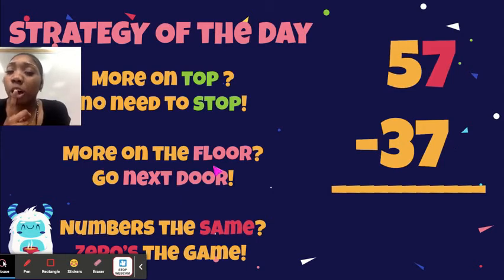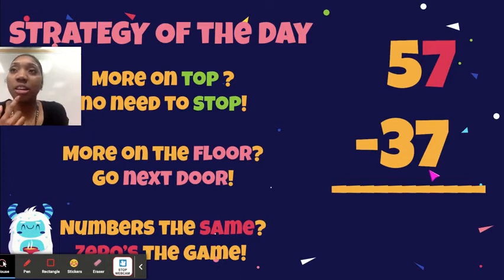If there's more on the floor, go next door. Well, we know there's not more on the floor in the ones place because they're the same number. So let's try the last one. Numbers the same. I think this might apply to us. Numbers the same. Zero's the game.